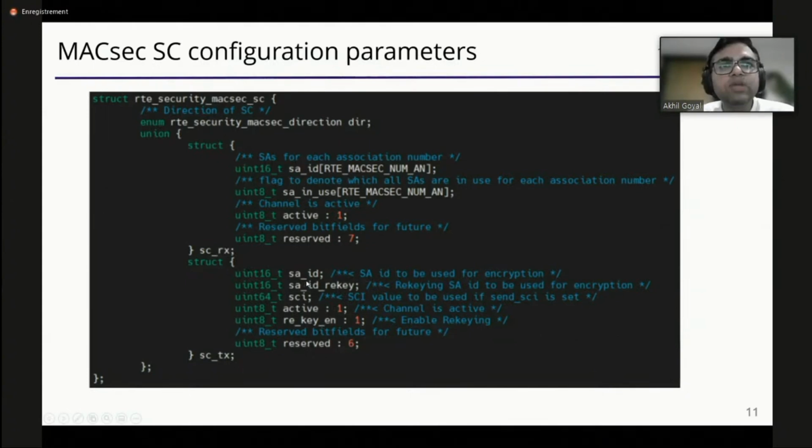And for the TX side, we also have a facility for rekeying of the SA, and if the key has expired, then we can have a SAID for rekeying also. We can specify it initially when we create the SC. It also has a 64-bit value of SCI, which will be used if send SCI is set. Send SCI is part of the MACsec XForm, which will be in the next slide.